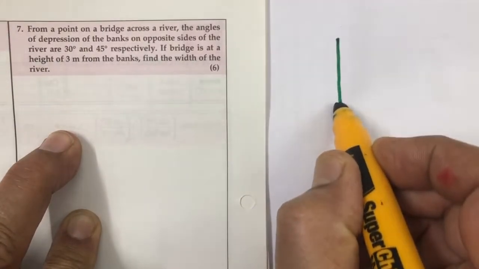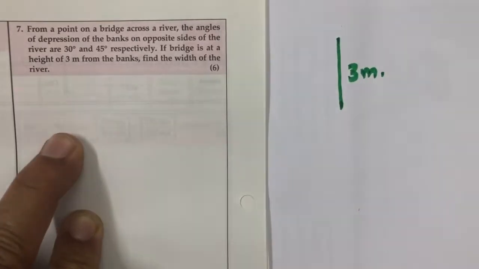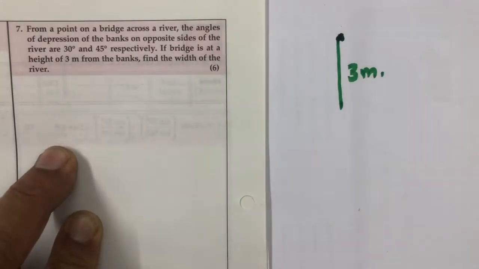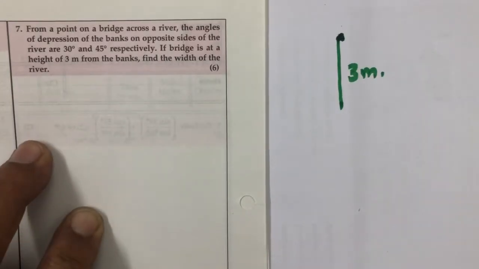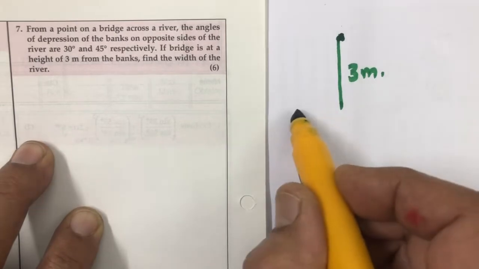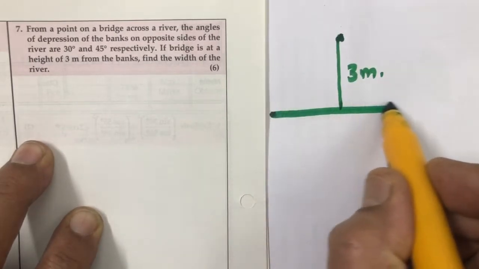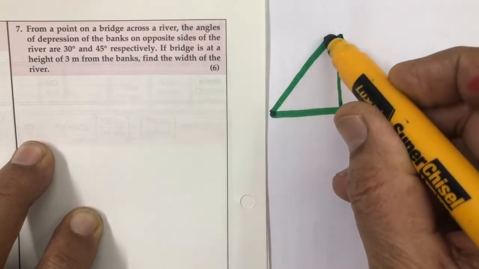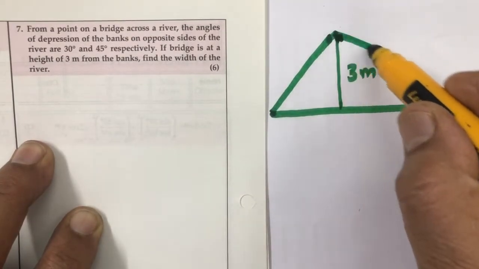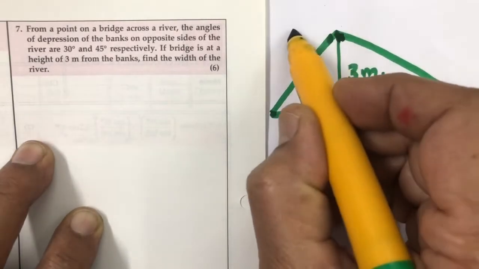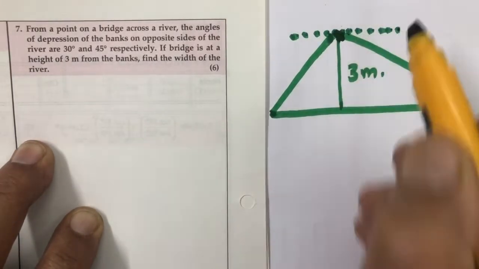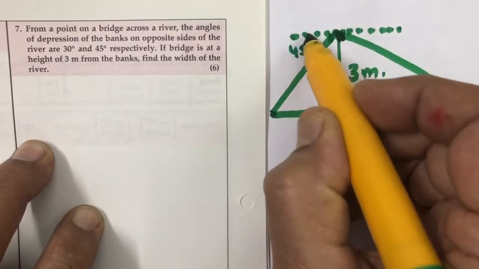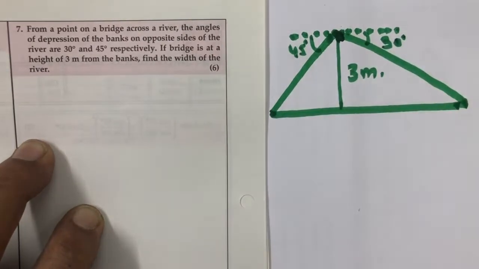So, suppose this one is the bridge of height 3 meters. So from a point on a bridge, this point, across a river, the angles of depression of the banks on opposite side of the bridge. Suppose one point is here, another point is here. Angle of depression. Whenever angle of depression, always you have to put this dotted line. One angle is 45 degree and another angle is 30 degree.